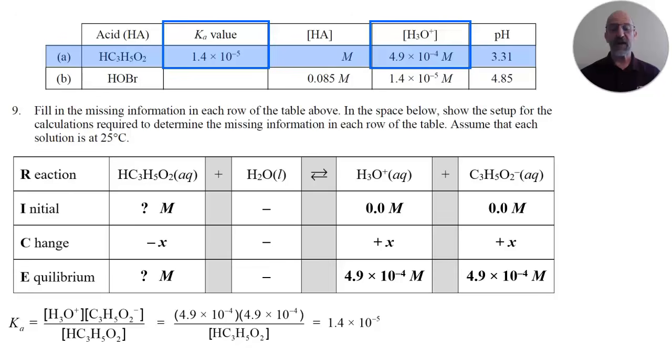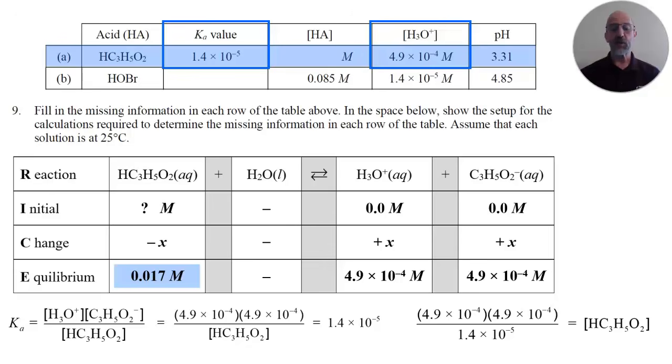So when I rearrange that equation and solve for the concentration of the propanoic acid, I get, on my calculator, 4.9 times 10 to the negative 4 squared, divided by 1.4 times 10 to the negative 5, and I get 0.017. Now, technically, the change in X is such a small number that when I round off to two significant figures, 0.017 would also be the initial concentration of the propanoic acid.